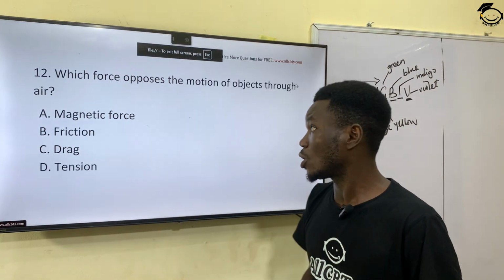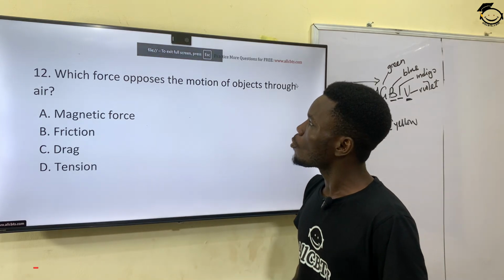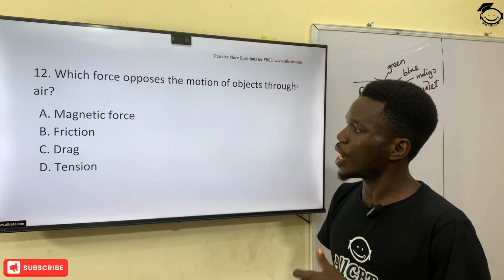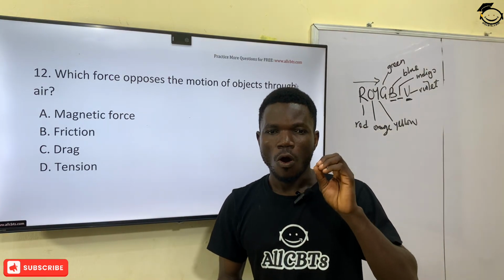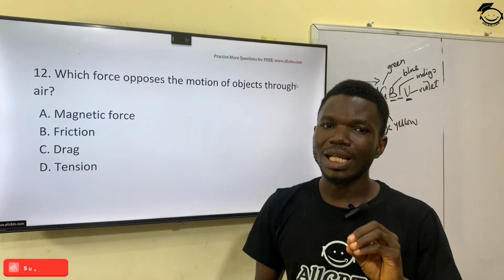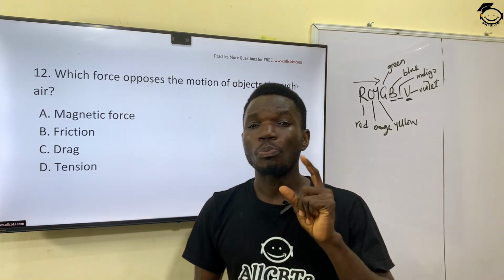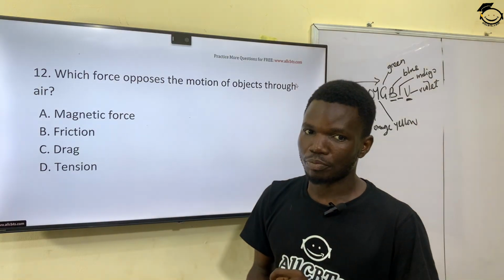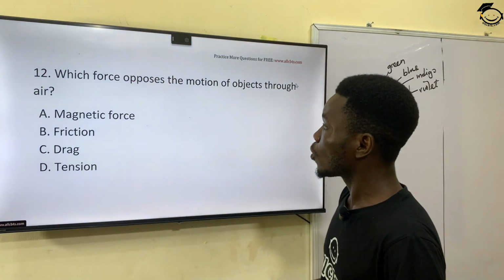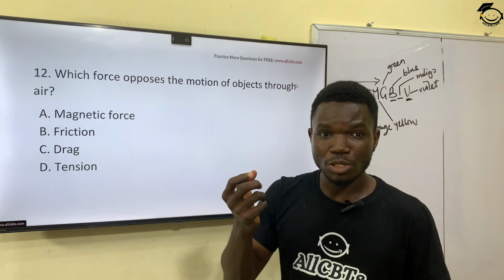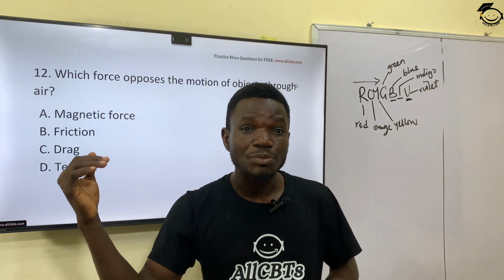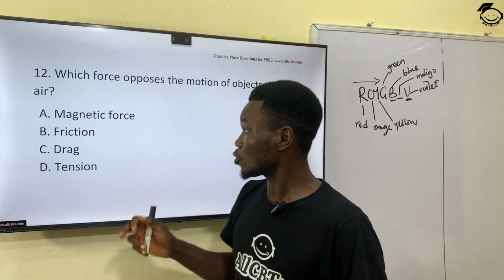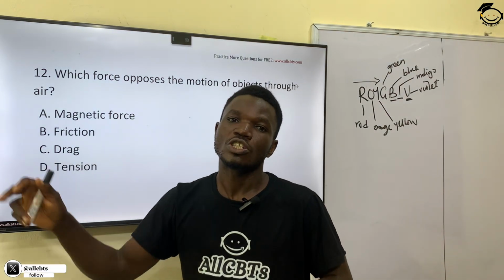So that is also question number 12, which says, which force opposes the motion of an object through air? The force that opposes the motion of an object through air is called the drag force. So the force that opposes the motion of an object when that object is moving in the air is called drag. So the correct answer to this question is option C.